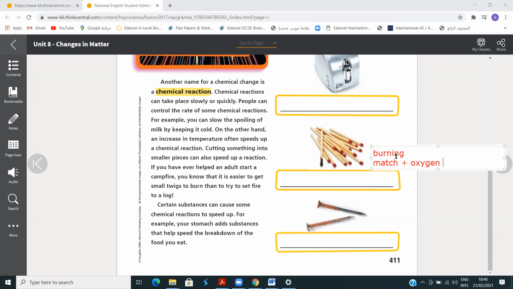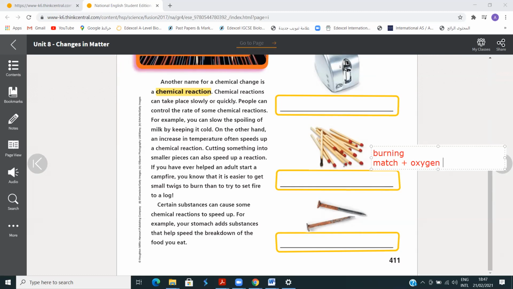I will show the video, but there is no time until now. But what I want to say is that burning is different from rusting. Burning is a chemical reaction that takes place slowly or quickly. Burning happens quickly. Rusting happens slowly, maybe lasting 1 year, maybe 1 month. But if you burn a match, it will burn right now.